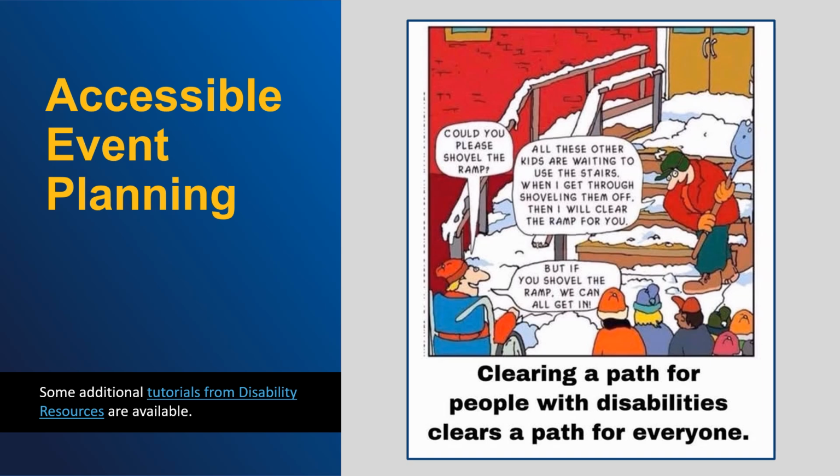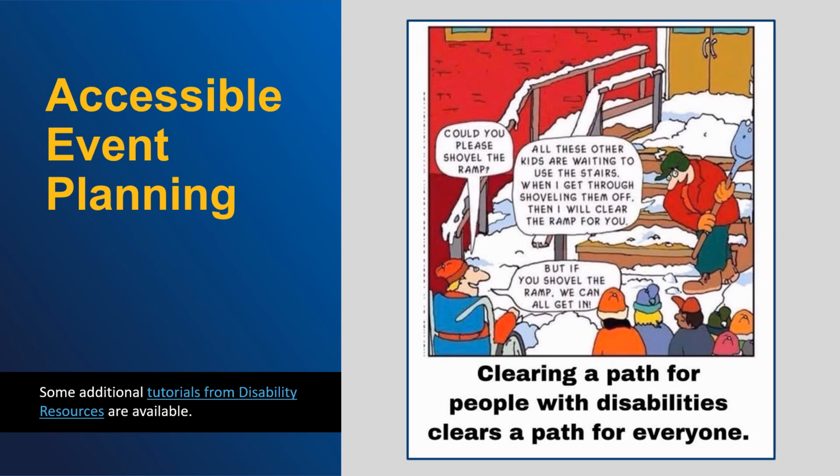We're going to now start the accessible event planning section of this training. So you'll see an image on your right which says clearing a path for people with disabilities clears a path for everyone. And you can see an individual in a wheelchair asking, could you please shovel the ramp? And the shoveler is saying, all these other kids are waiting to use the stairs. When I get through shoveling them off, then I will clear the ramp for you. And the original person replies, but if you shovel the ramp, we can all get in.